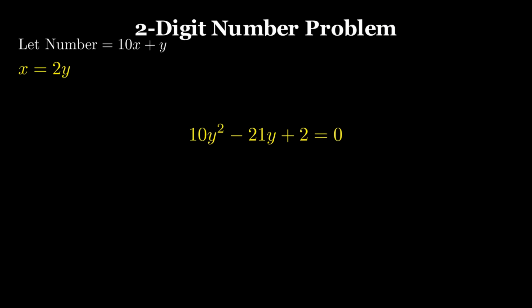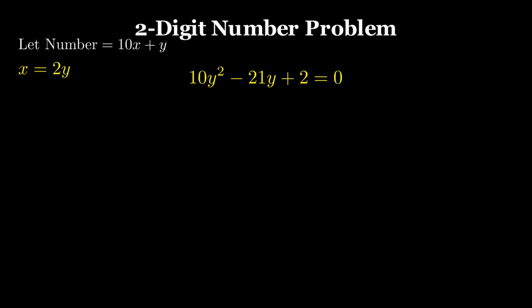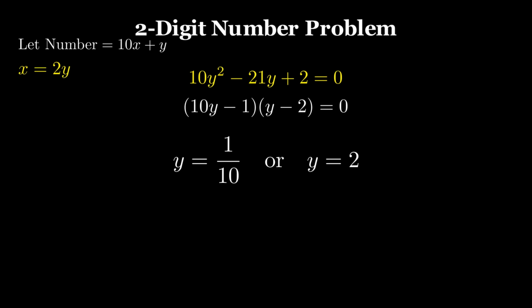To solve, we split the middle term minus 21y. We need factors of 20 that add to minus 21. Those are minus 20 and minus 1. Factoring by grouping leads to 10y minus 1 into y minus 2 equals 0. Equating each factor to 0, we get y equals 1 over 10 or y equals 2.